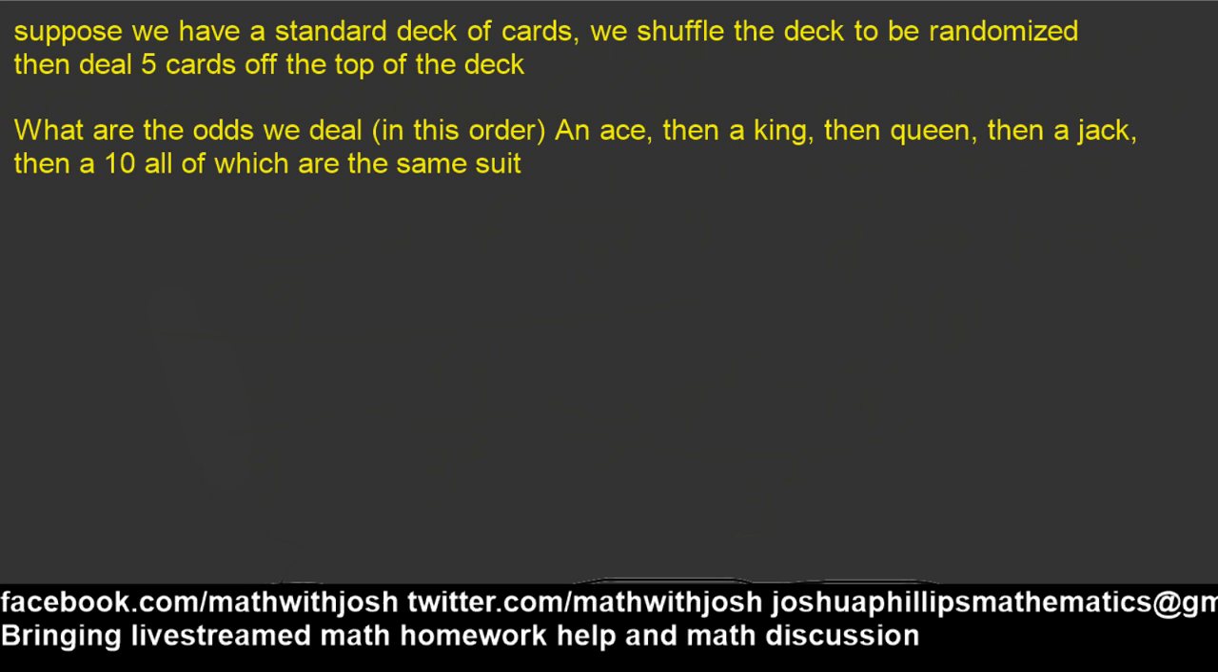So to think about this, if you want to visualize, we have a deck of poker cards. We're supposing it's been shuffled to be perfectly randomized. We then flip 5 cards off the top of the deck. We go 1, 2, 3, 4, 5. What are the odds that the first card is an ace, the second card is a king, the third card is a queen, the fourth card is a jack, and the fifth card is a 10, and all of those cards are the same suit?